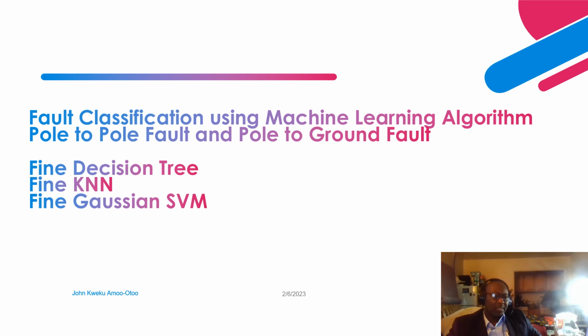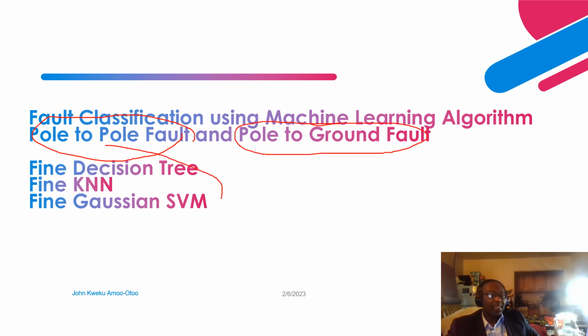Now let's talk about fault classification using a machine learning algorithm. Remember, the example that I'm going to use is a typical pole-to-pole fault and pole-to-ground fault in an HVDC, high voltage DC, transmission platform. I performed the simulation in the PSCAD software platform to obtain the data for the pole-to-pole fault and pole-to-ground fault. And these are the classifier algorithms that I am using.